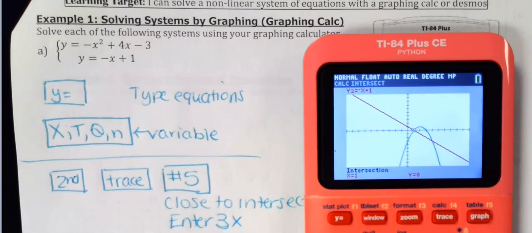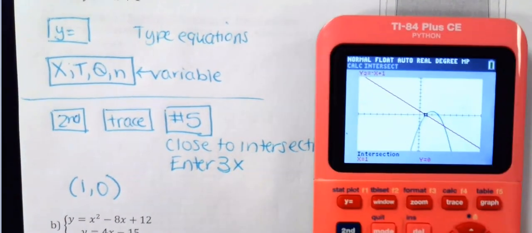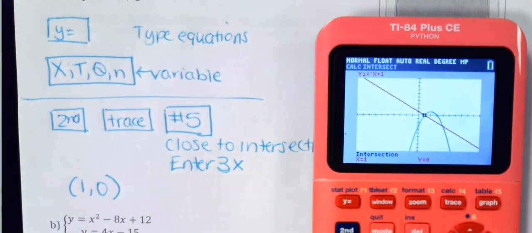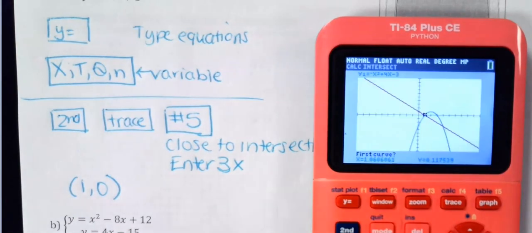All right, now, unfortunately, and I know this is a little annoying, if you want to get the other intersection, you have to completely start the process over again. You can't just go from here. So if you want the other intersection, I'm going to do the same thing. I'm going to hit second trace. I want the intersection, and it should have the little cursor right where we were just at, so we're going to have to move it closer to the other intersection.